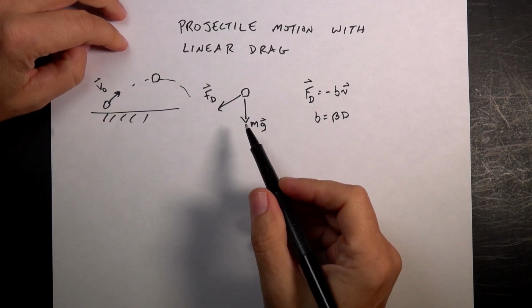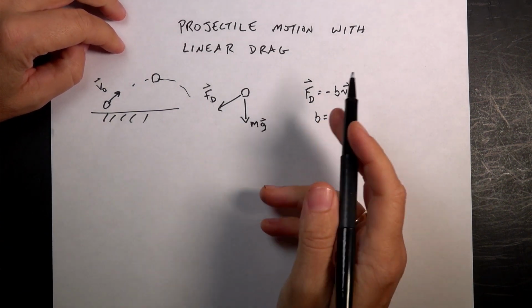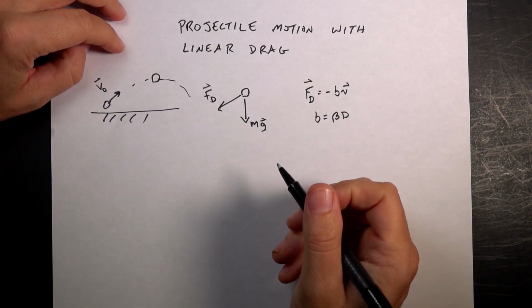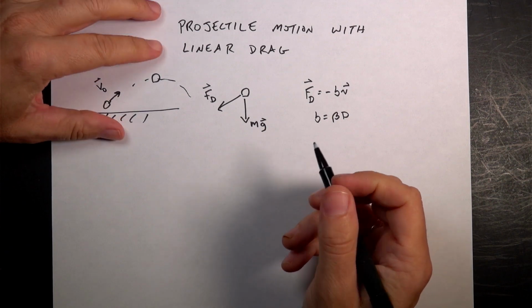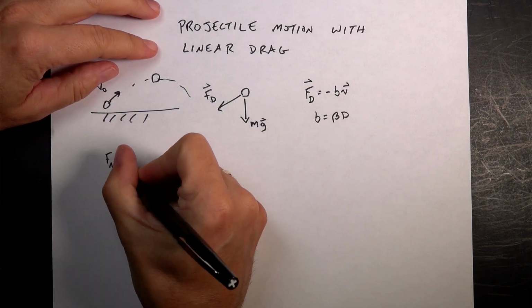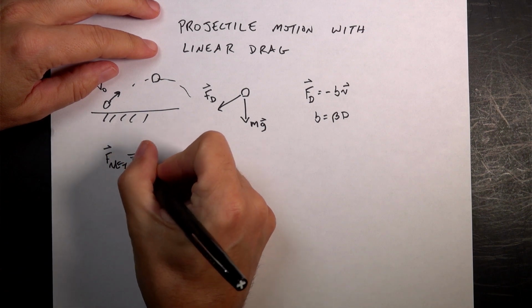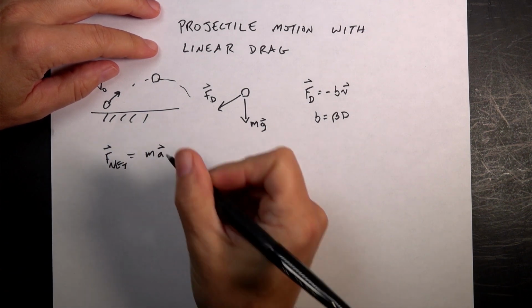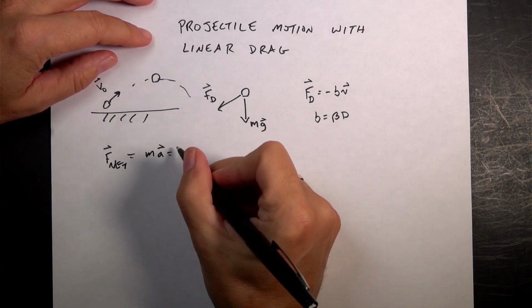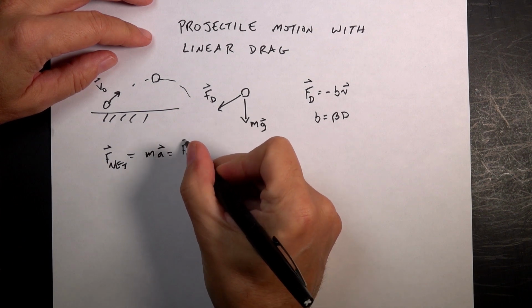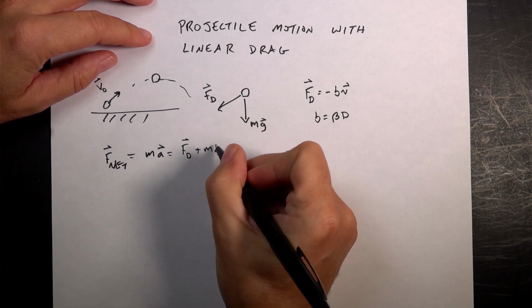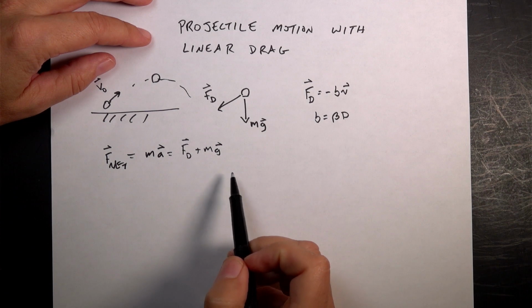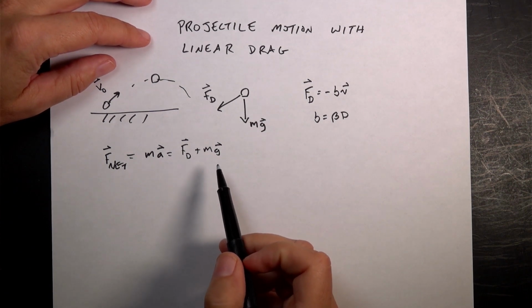Okay, so I have these two forces acting on an object, and I want to find its equation of motion. So, of course, the first thing we need to do is to start with Newton's second law, F net is ma. And both of those are vectors. And then this is just going to be Fd plus mg. And it's plus mg because, yes, g is usually in the negative y direction.